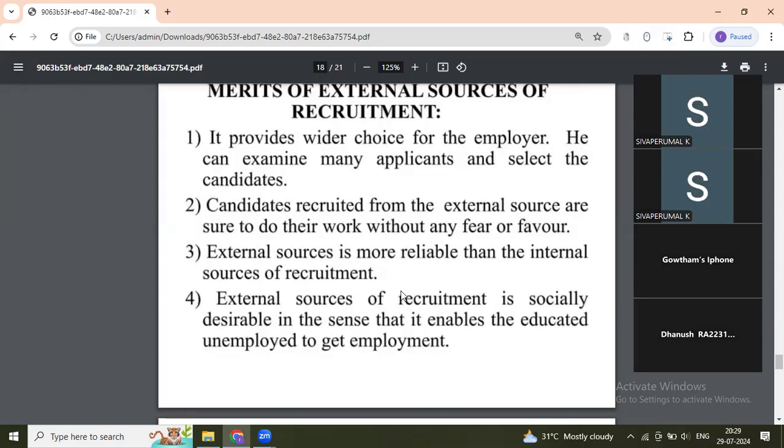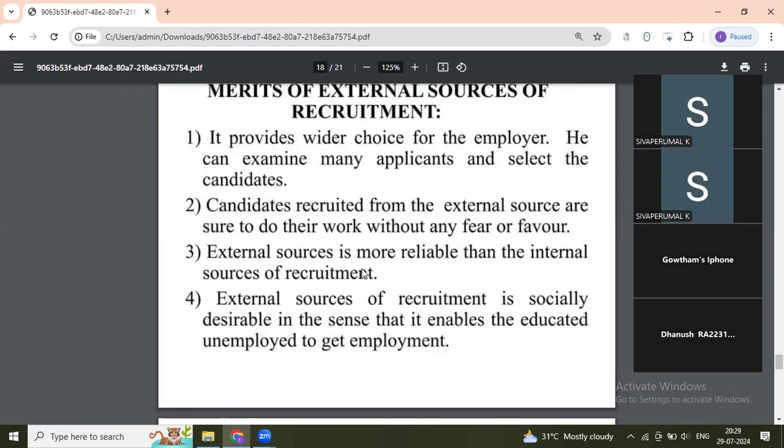And the second one is that candidates recruited from external sources are sure to do their work without any fear or favor. Of course, it is also possible, right? When you are going for external sources, without fearing and without favoring, we can do anything, right?